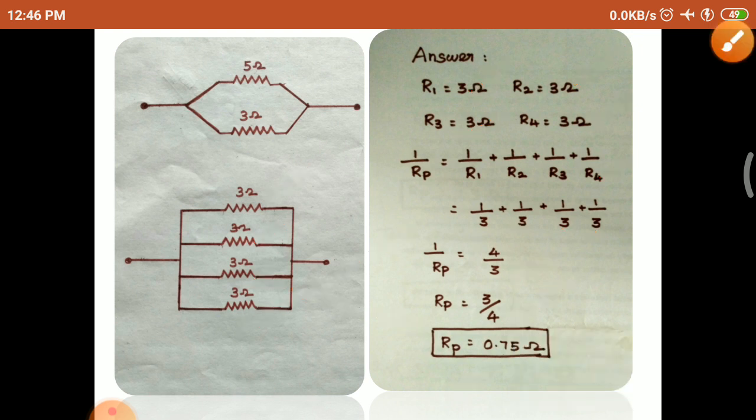Do you understand how to calculate the equivalent resistance for parallel combination? Using the parallel combination equivalent resistance formula, we can calculate easily.